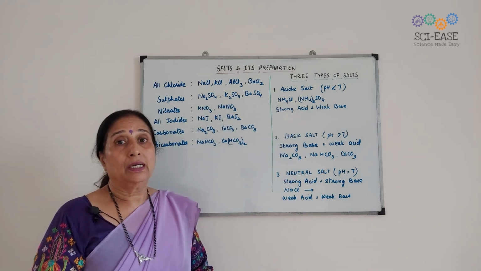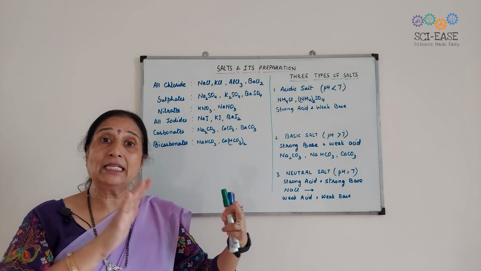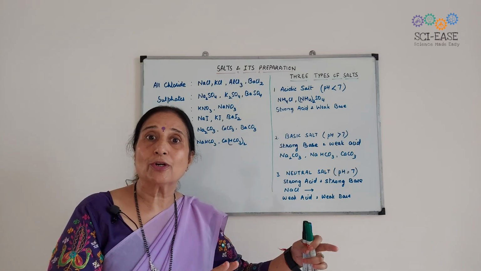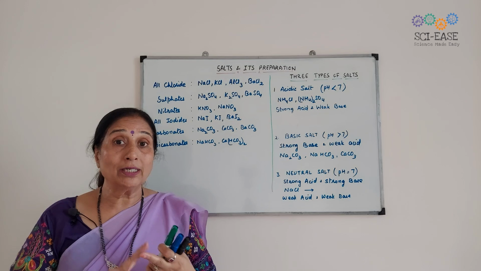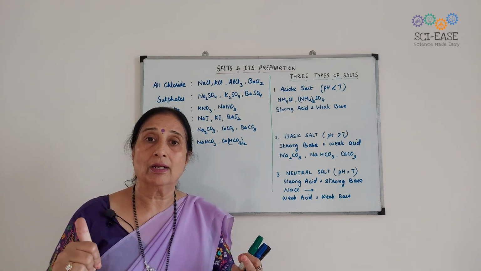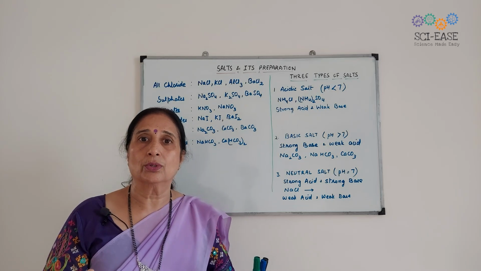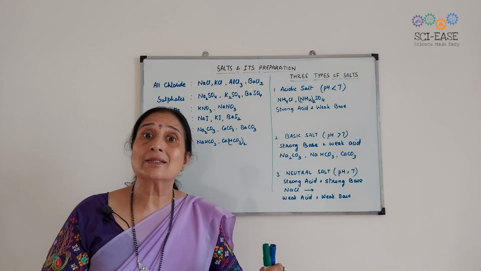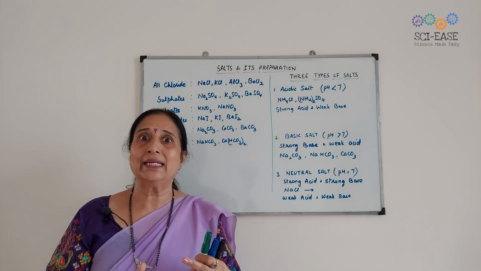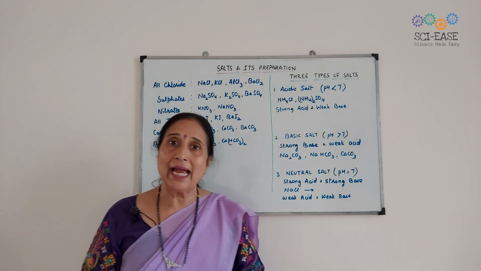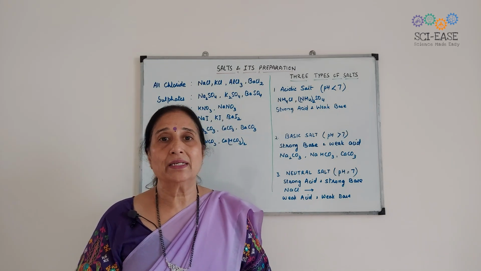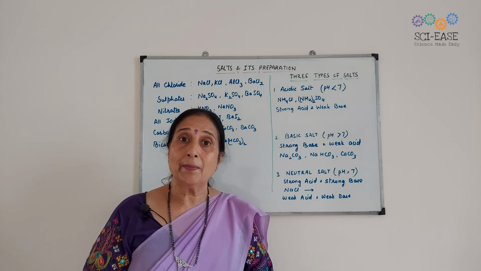You know that when acids react with the bases, they result in the formation of the salts. Salt is not always the salt which is present in the kitchen. I have told you earlier also. Okay? Salts are the chlorides, bromides, iodides, sulfates, nitrates, carbonates, bicarbonates of various metals. Okay?